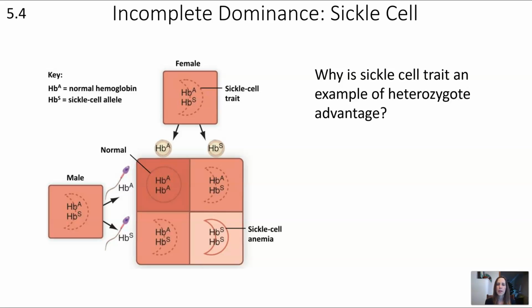Half of the offspring will be carriers, will have the sickle cell trait, and then a quarter of the offspring will have sickle cell anemia and will be affected by that disease.